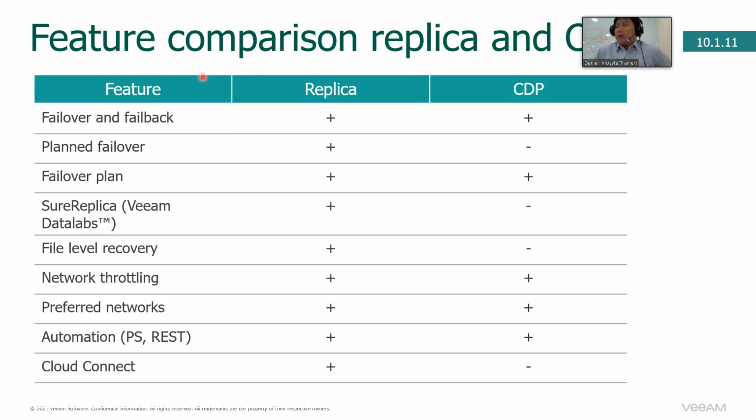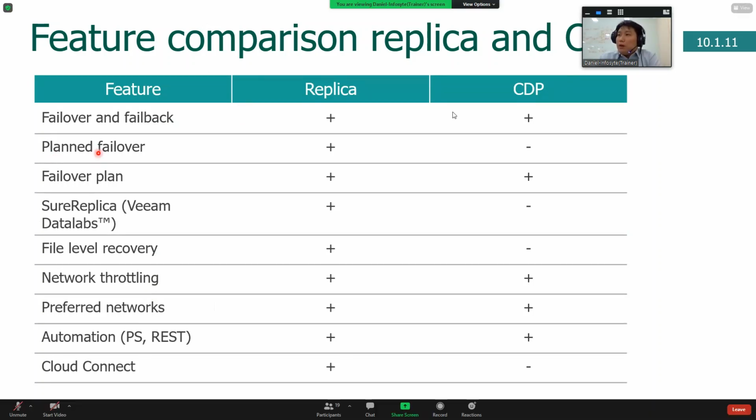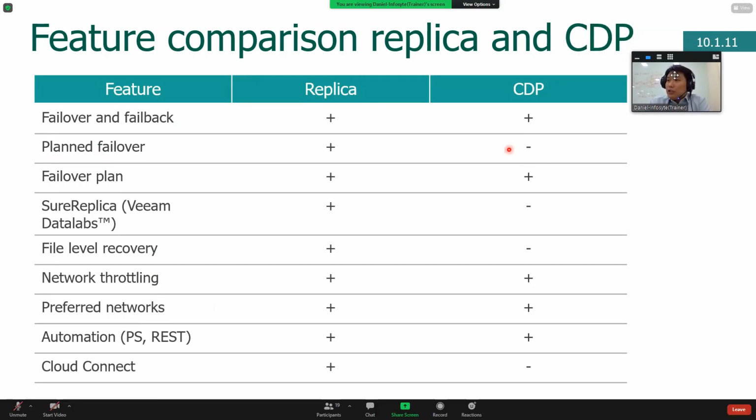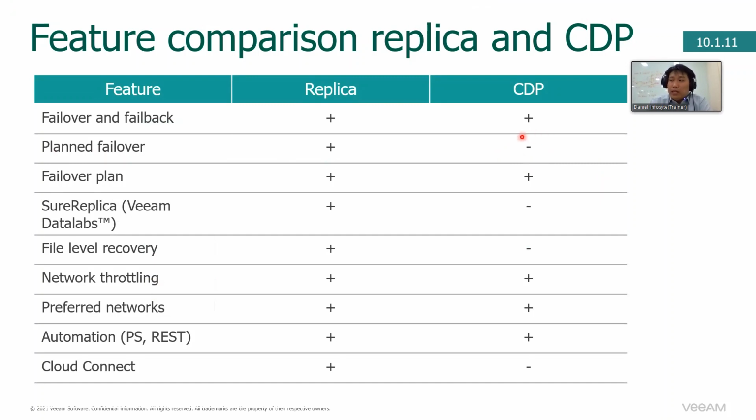Okay, so you see here the comparison. Replica using normal replication and CDP. CDP is not able to support planned failover, so you have limitations like this. Okay, so if you want to use this, then you might need to utilize the normal replication option to do that. SureReplica, SureBackup job is not supported for CDP. FLR that we covered earlier, you can also use in your normal replication, but not CDP. Okay? Cloud Connect Infra, same thing, does not support CDP currently.